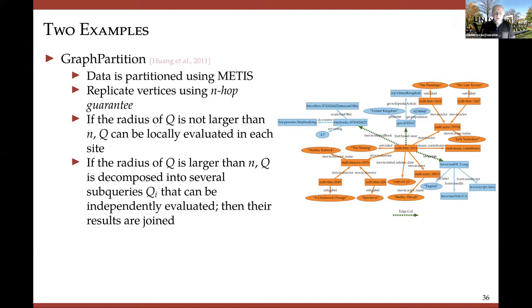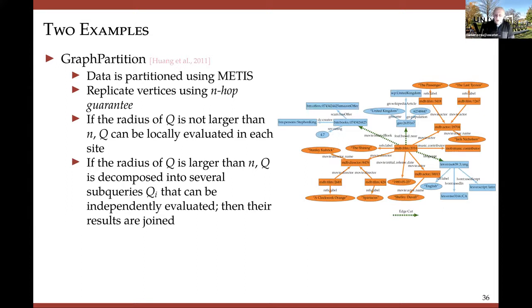And then I'm going to replicate vertices using n hops. So if I'm using one hop, then in the amber one, I'm going to reach out into the blue and pick the one-hop reachable vertices and replicate them in the amber one. Similarly, for the blue one, I'll reach out and replicate the other ones. But it could be n hops, and of course, as n gets higher, your replication cost increases, but you can evaluate more queries independently. But in the extreme, of course, you don't partition it, but that's not what you want.